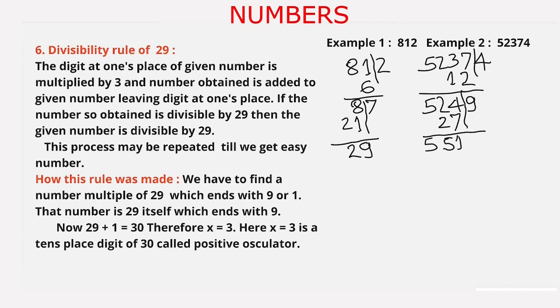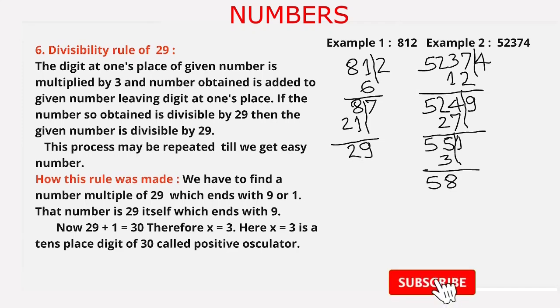551 is still a large number. So we repeat this process again. The ones place digit is 1. And 3 times 1 is 3. And leaving 1, we add 3 to 55, the remaining part of the number, and 55 plus 3 is 58, and 29 times 2 is 58. As 58 is divisible by 29, therefore the given number 52374 is also divisible by 29. Now you can understand the divisibility rule of 29 and how this rule is formed.